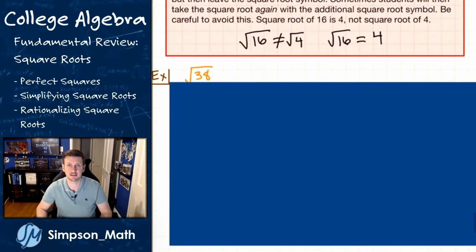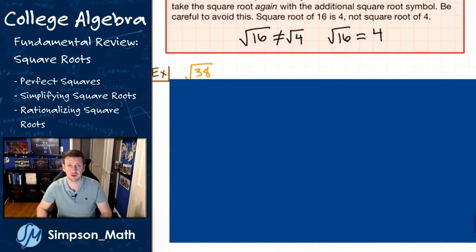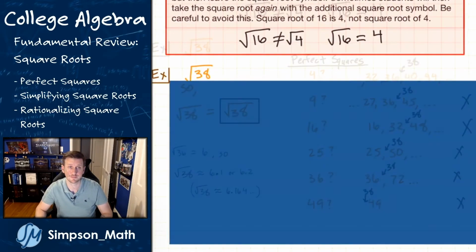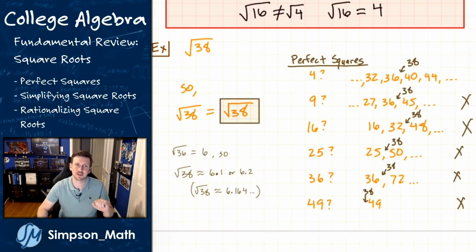All right, let's move on and take a look at square root of 38. I want you to pause the video and try it on your own. Now, I was a little bit mischievous with this one because I wanted you to see that not every number has a perfect square in it. So the square root of 38 is just square root of 38. Can't do anything else with it.